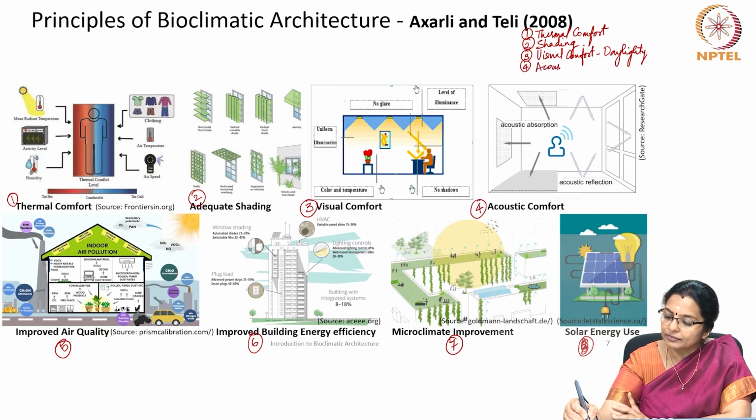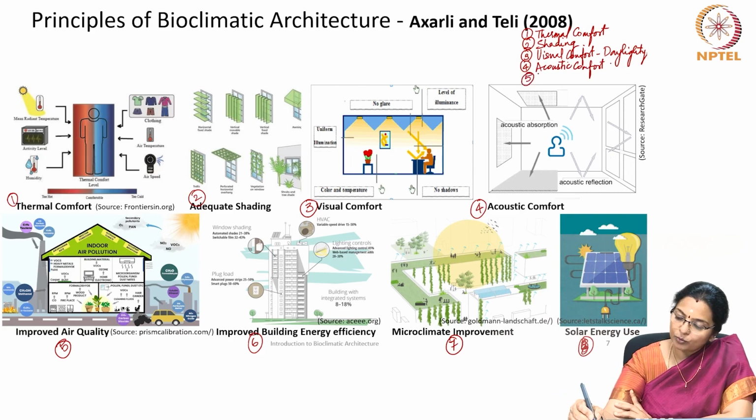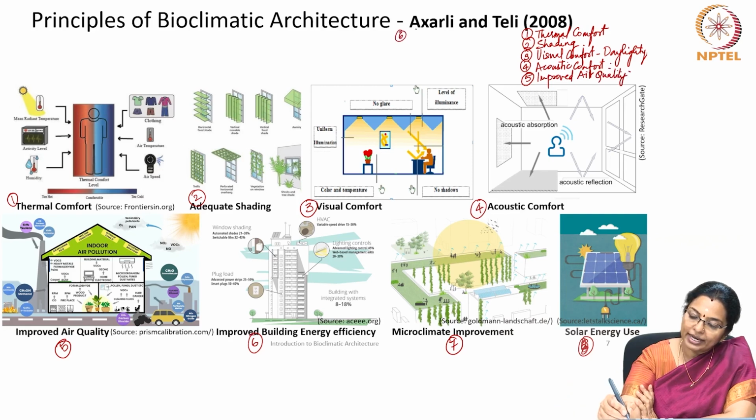Acoustic comfort, providing adequate insulation or buffer areas with the help of vegetation. Then improved air quality. Again, vegetation can play a very important role in it. Sixth is improved energy efficiency, leading to sustainable architecture. Next is microclimate.